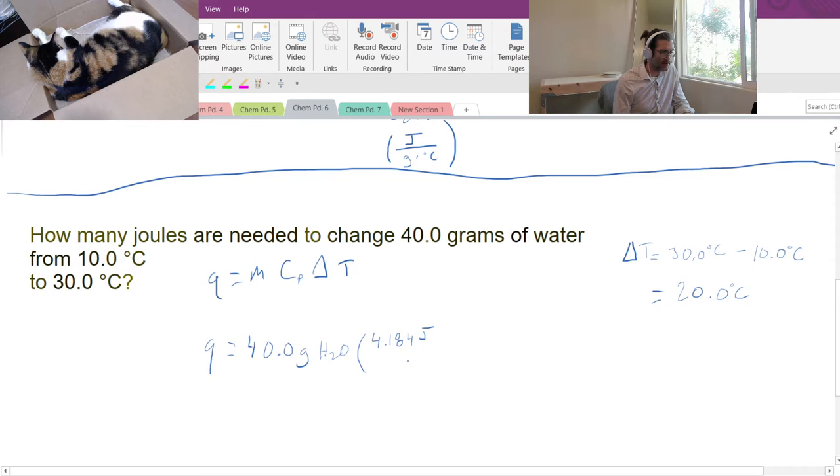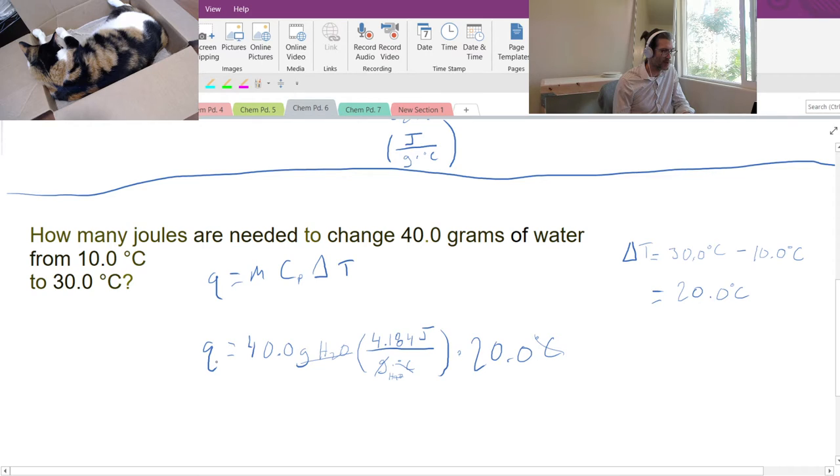And we know our delta T now, because we just found it. Delta T is going to be 20.0 degrees C. So degrees C will cancel. Grams of H2O will cancel. I neglected to write H2O here. How shameful. Now we're left with a quantity that we can plug into a calculator. I'm just going to rewrite that Q to make it a little more clear as a Q.